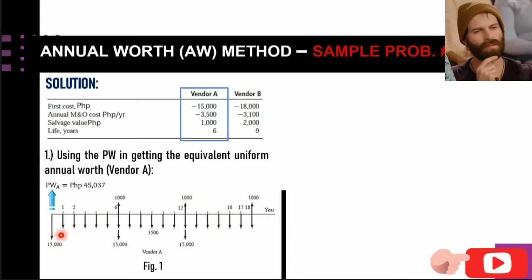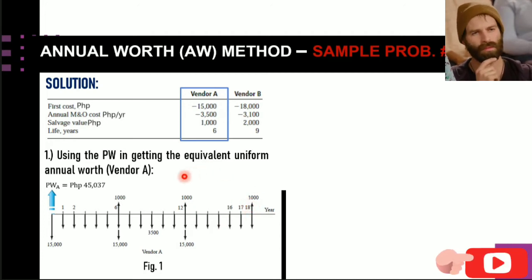So take note that in our second cycle, our first cost is the same, 15,000. Our O&M is the same also, which is 3,500 here, and our salvage value is the same also, 1,000, as in the first cycle. So as for the third cycle, the same 15,000 here as the first cost, the same O&M here of 3,500, and the same salvage value here of 1,000.